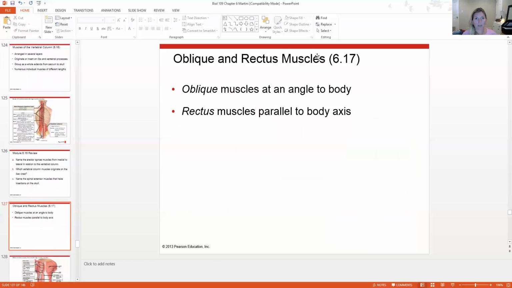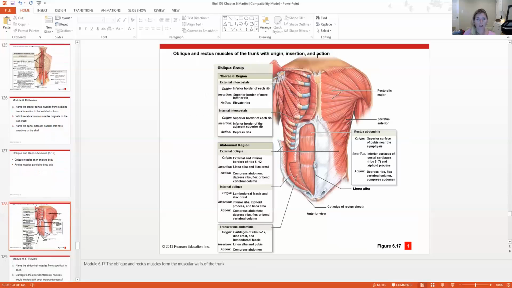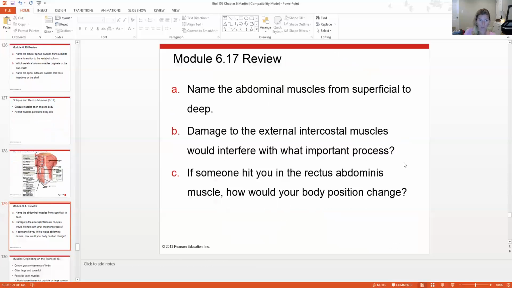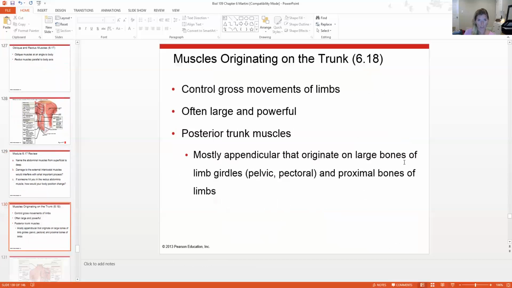Oblique and rectus muscles. Oblique muscles are always at an angle to the body, and rectus muscles are parallel to the body, which makes sense if you think about our abs. You have our rectus abdominis, which are parallel to the body, and then we also have internal and external obliques, which go at an angle to our body. These are the muscles of our thoracic and abdominal region. Again, you just have to know that they are there. You don't have to know specific actions, origins, or insertions. You can pause the video, go back and answer these questions.